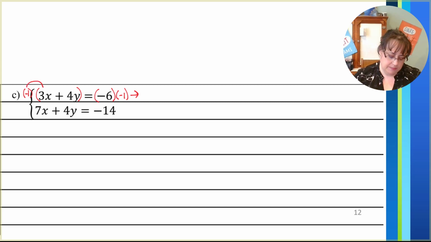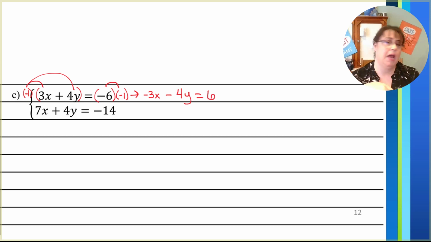So -1 times 3x would be a -3x, and -1 times a 4y would be a -4y, equals, don't forget that equal sign in between, and -6 times -1 would be a +6. Now, the second one, I'm not changing anything. I'm just rewriting it. So I'm going to go ahead and keep it in the black color to make sure I know I didn't change anything. And it's 7x plus 4y equals -14. And so now I can see I have those opposites for those y's.